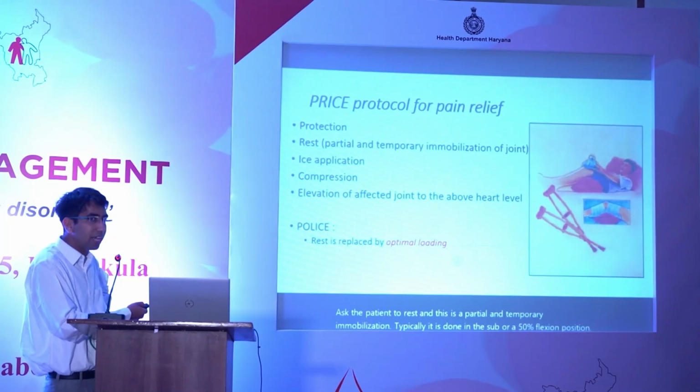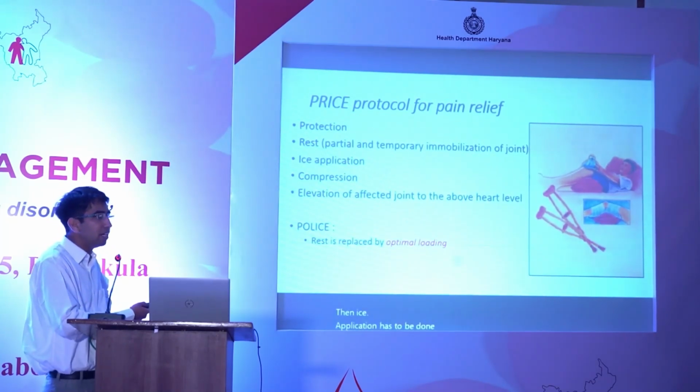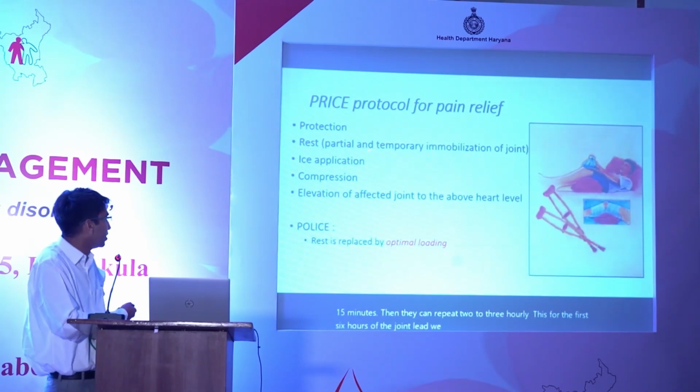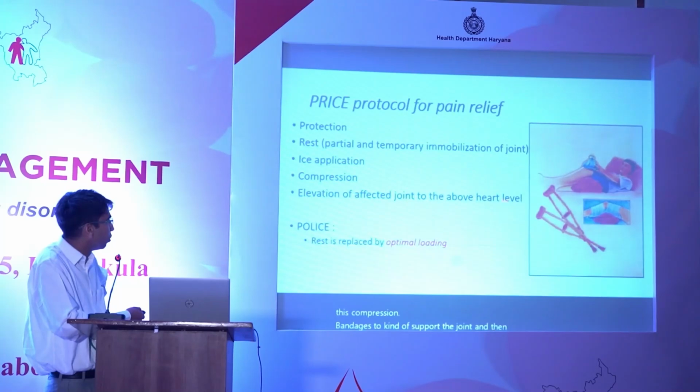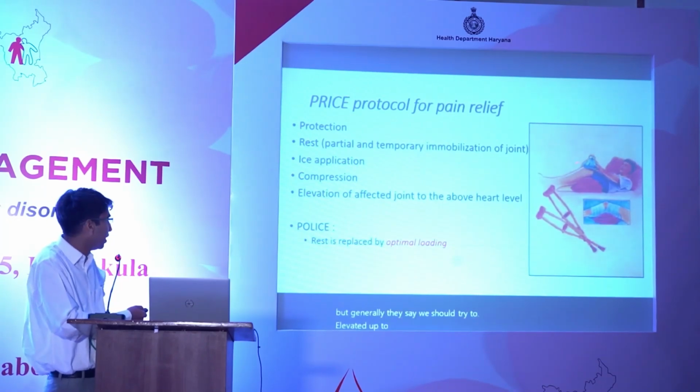Then ice application has to be done within 6 hours, every 10 to 15 seconds for 15 minutes, then they can repeat 2 to 3 hourly. For the first 6 hours of the joint bleed, we recommend ice application. We can use compression bandages to support the joint, and then we generally recommend that the joint should be elevated. It's not always possible, but generally they say you should try to elevate it up to the heart level or maybe above the heart level.